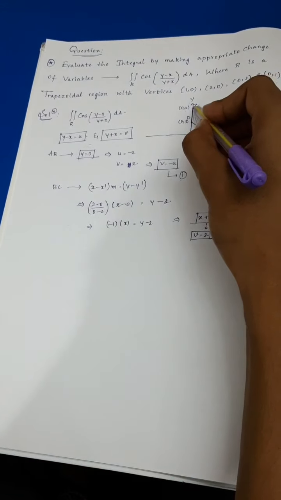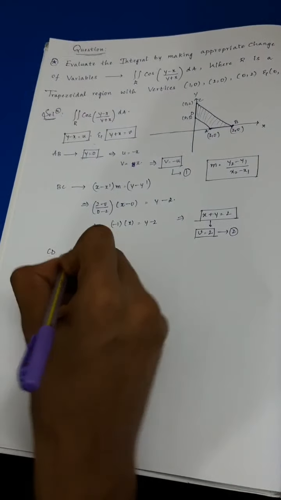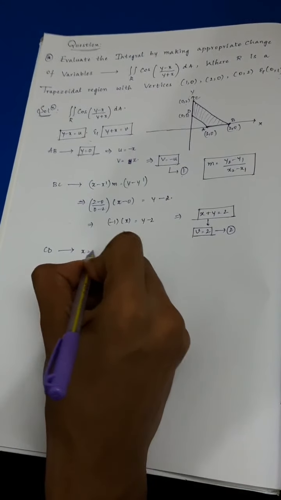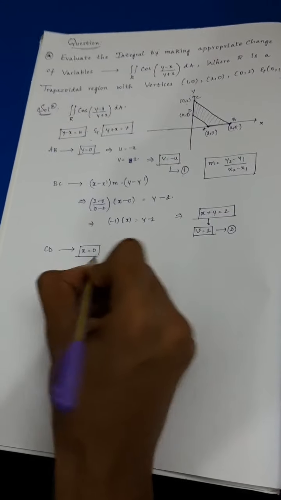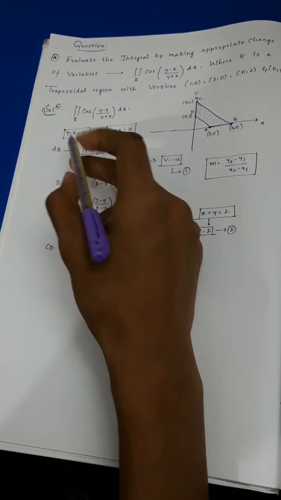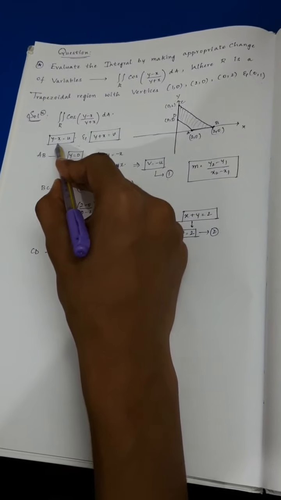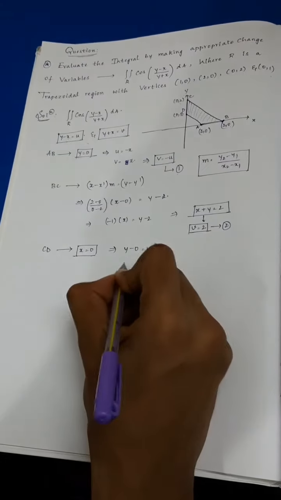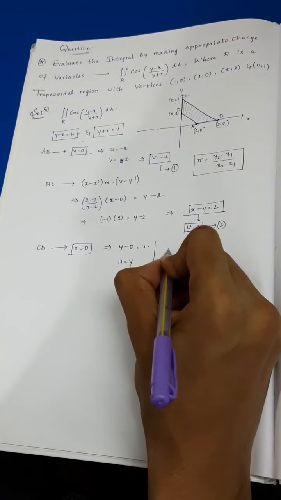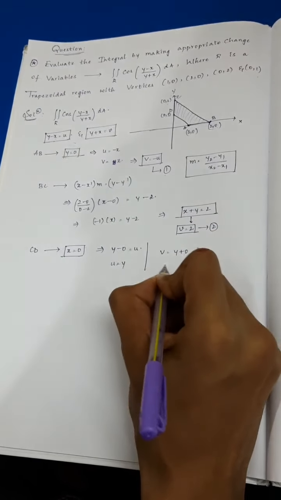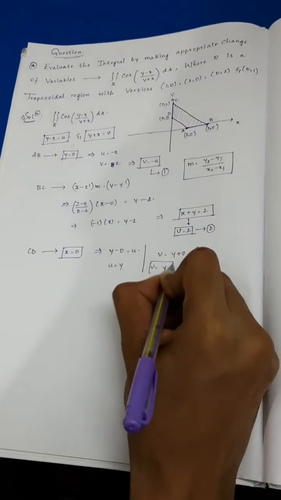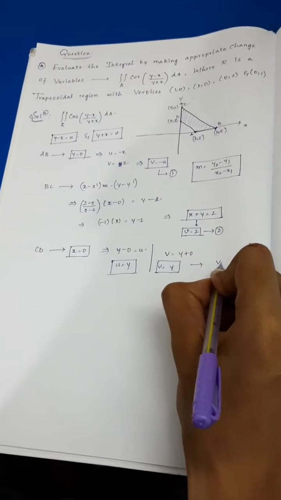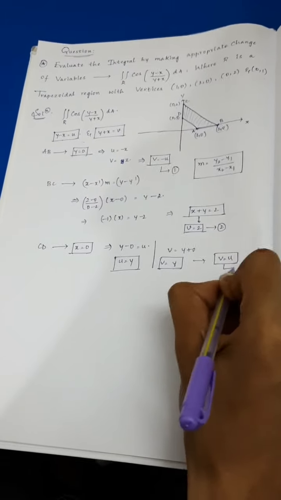Similarly, for the line equation CD, this line lies on the y axis, so we can say that x equals 0. By putting x equals 0 in these equations, we get y minus 0 equals u, which means u equals y. Similarly, v is also equal to y. By both these equations, we can conclude that v equals u is the third line equation which we got.